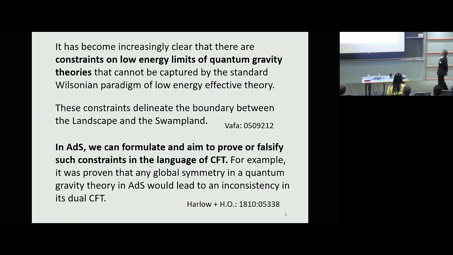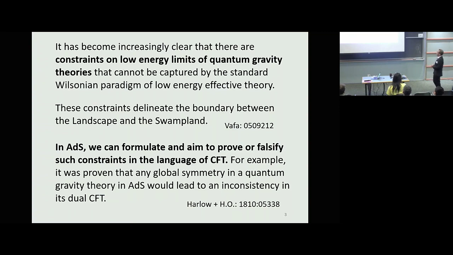So as I said, it has become increasingly clear, and I think we all agree, that there are non-trivial constraints on low energy limits of quantum gravity that cannot be captured by the standard Wilsonian paradigm of low energy effective theory. And swampland is the idea to delineate between a landscape and swampland, to determine the boundary between them. So when we say derive, of course, we need to understand the ultraviolet completion. And AdS3 is one of the places where we can actually hope to have a derivation from the fundamental principle. And so that's what I would like to do today.